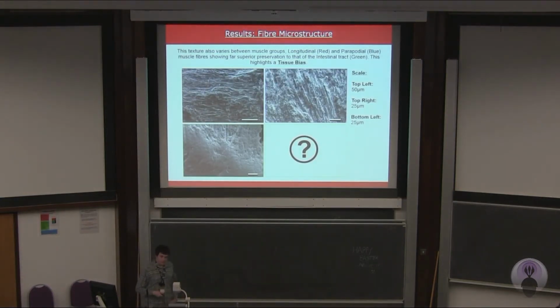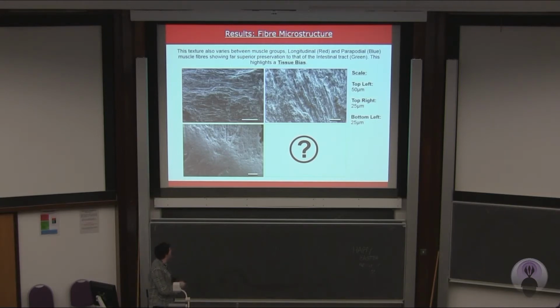This texture, however, is unusual because it also appears to vary between muscle groups themselves. Here, ringed in red, we have the longitudinal muscles, which you can see are well defined with this microspheric texture, and we also have the parapodium musculature, which is very similar in its shape. However, when we move into the intestinal musculature of the gut, we can see it's a lot poorer, this very moldic texture. There's little of this microspheric texture going on at all, and it's overall very poor.